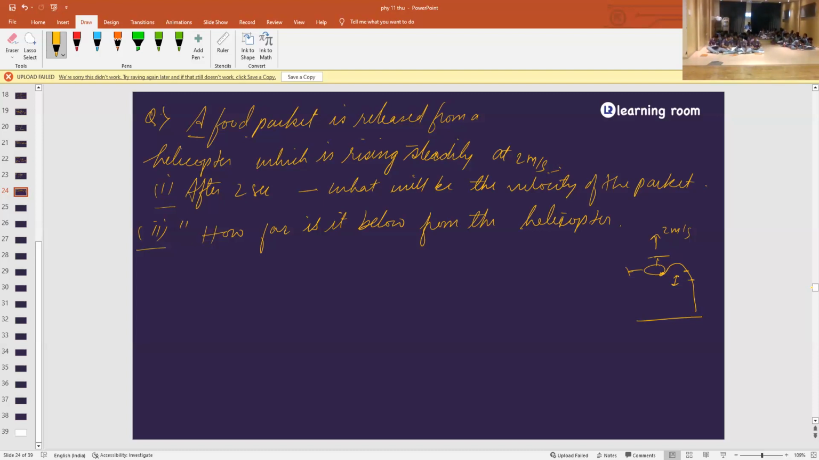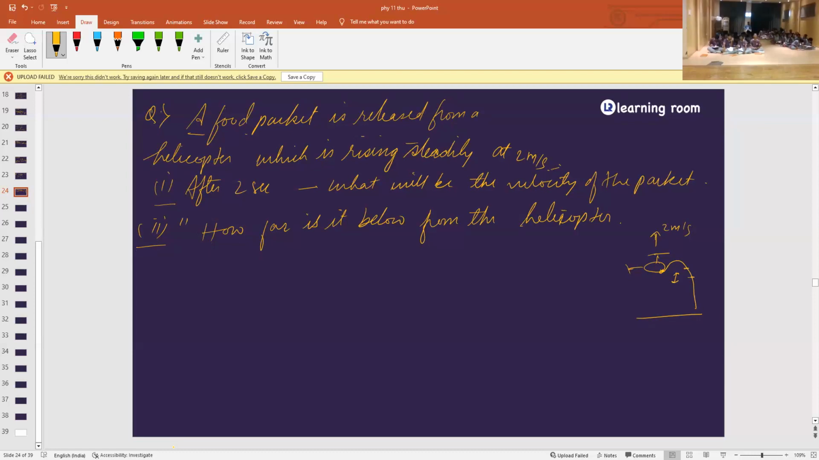Sir, any doubt? Write a little bit bigger, sir. Oh, I'm sorry. Actually, this is the pad that I'm using, which is quite small. I'll write it bigger from the next time. Shall I repeat the question?